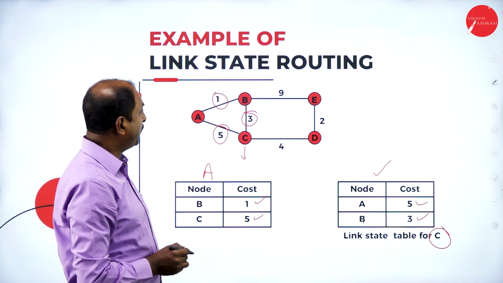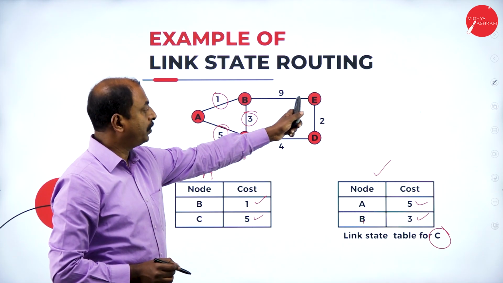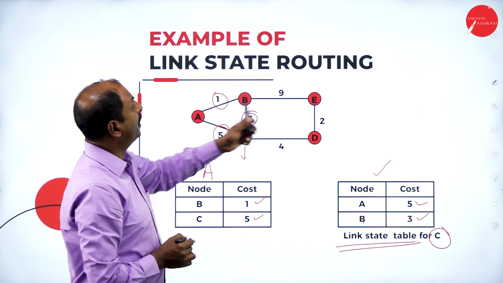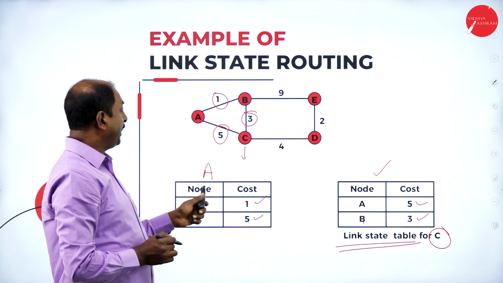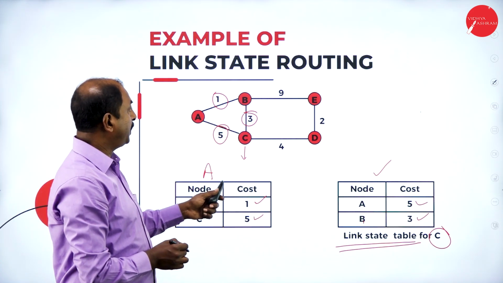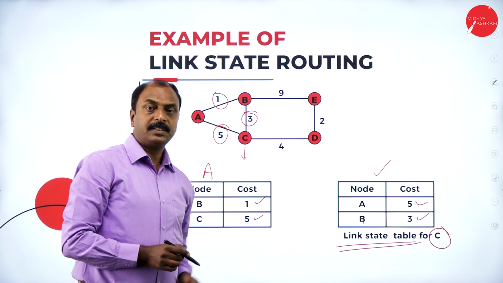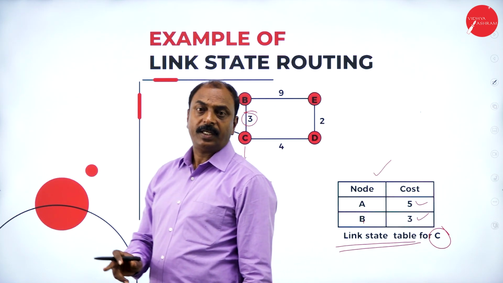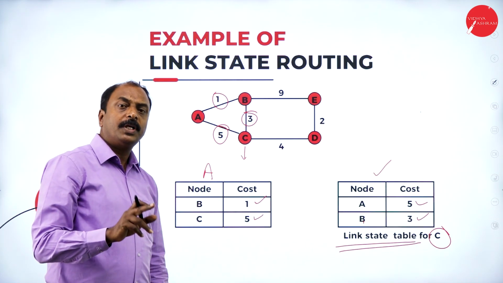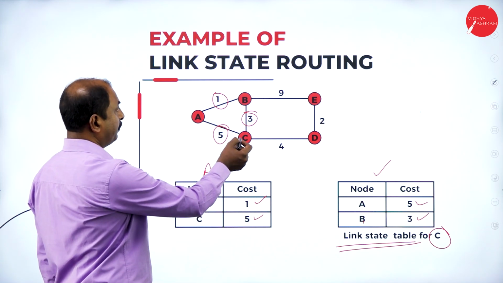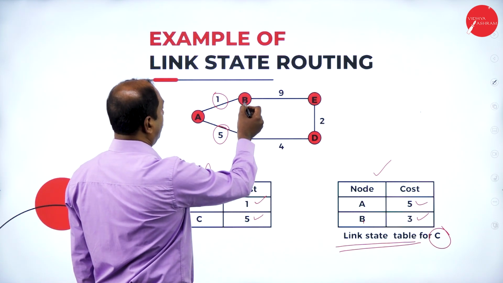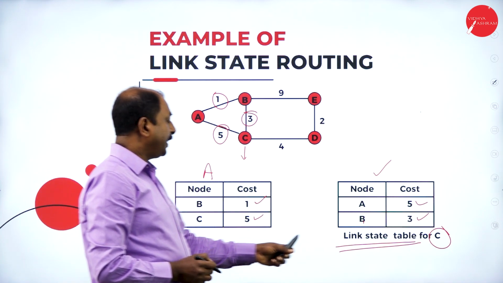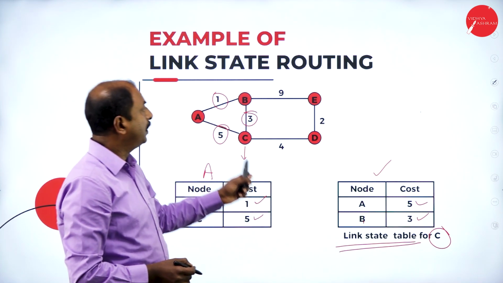So if you look at this example, each and every router is going to maintain a link state table. This is called the link state table for every router, and this link state table is shared with the neighboring routers. It is not going to share the information across the network, only with the neighboring nodes. For example, from B to E, B to C and B to A. So this is link state routing, and this is the link state table maintained for each and every router in a network.